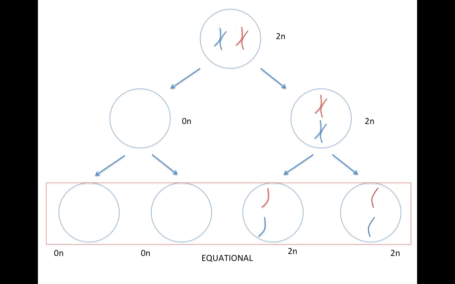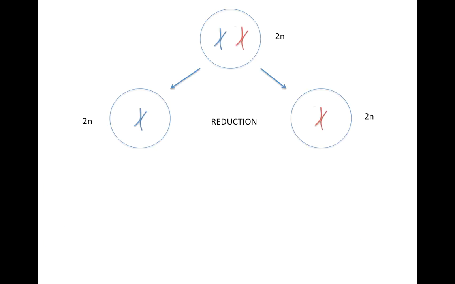But what happens if everything goes properly in meiosis I? The homologs line up and separate during anaphase of meiosis I, and the reduction division happens as usual. At this point, it's possible for sister chromatids to fail to properly segregate during meiosis II. This is non-disjunction during meiosis II.